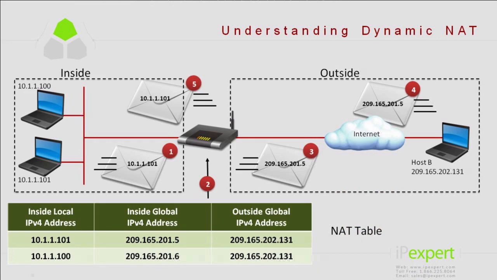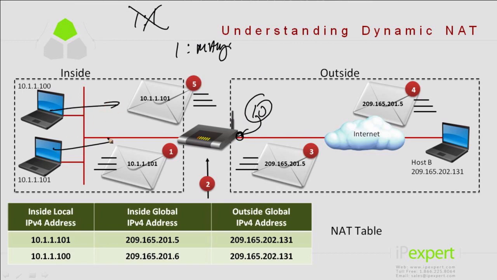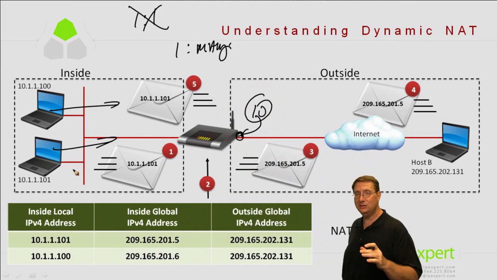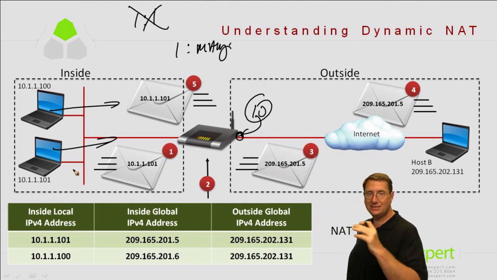Where we had static, which meant I had one-to-one mapping, dynamic mapping gives me one-to-many. But it does not give me one-to-all. So if I have 10 IP addresses located here on my inside global interface on my router, that means I can only have 10 users simultaneously accessing the internet. Now, that doesn't mean it's always the same 10, where in static configuration it is.